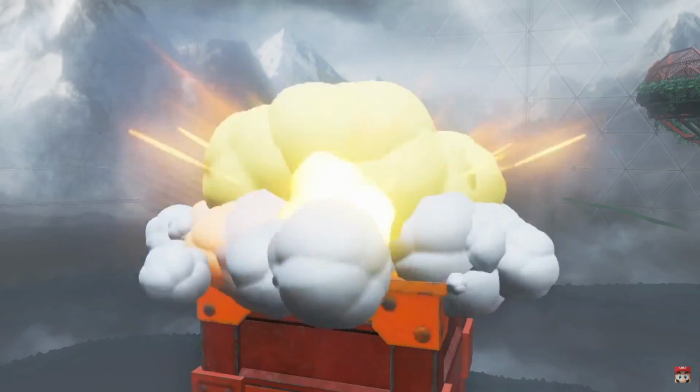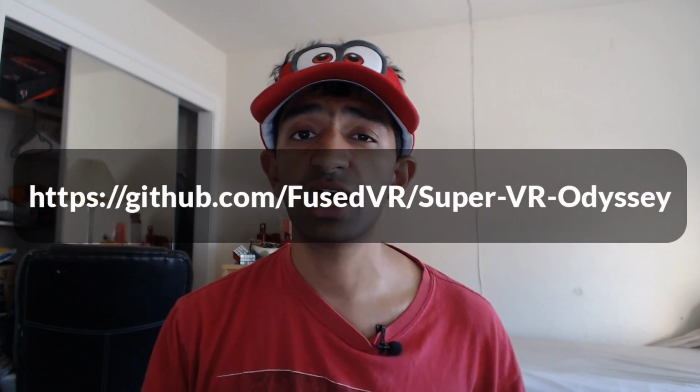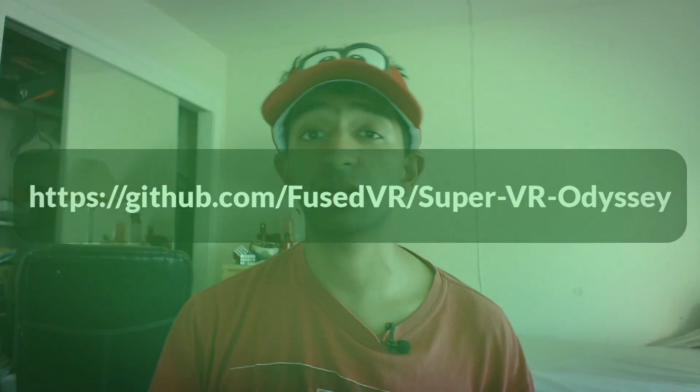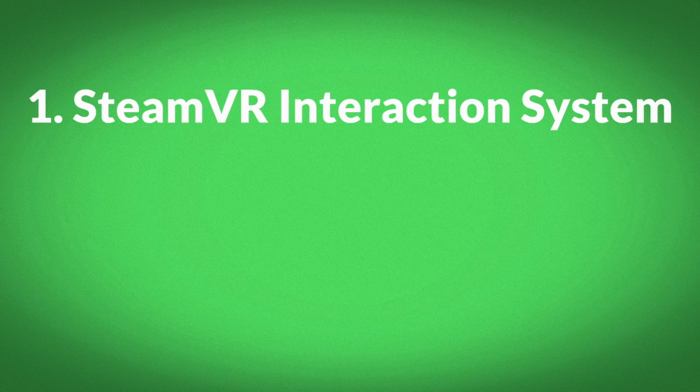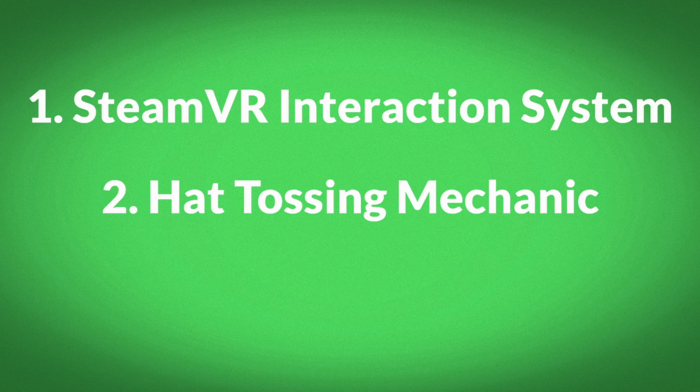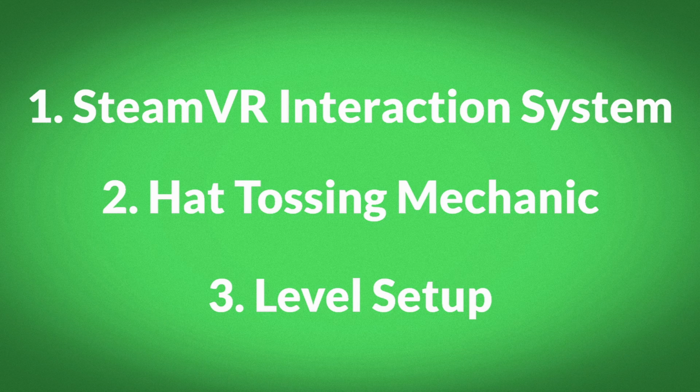And at a high level, what I'm going to be doing is showing you this GitHub project that you can download for yourself, and then just walking through how you can set up SteamVR's interaction system, how you can get that hat tossing to be kind of that cartoony style that Mario has, and then three, just the teleportation and the level design, even the small demo. So with that explained, let's just dive right into this.